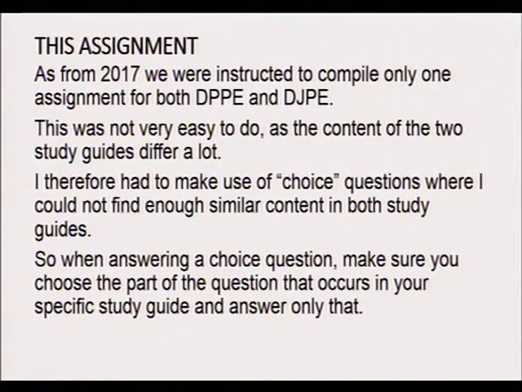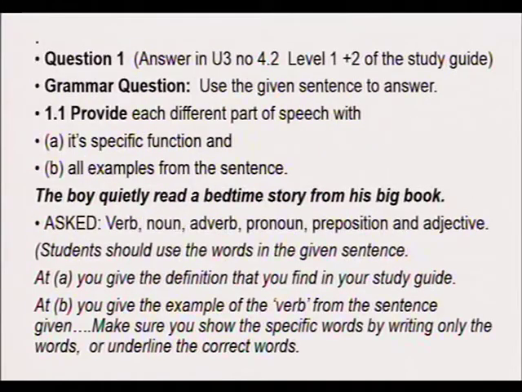I therefore had to make use of choice questions where I could not find enough similar content in both study guides. So when answering a choice question, make sure you choose the part of the question that occurs in your specific study guide and answer only that. The questions in your assignment. Question 1. The answer can be found in Unit 3, number 4.2, Level 1 and 2 of the study guide. This is the grammar question.